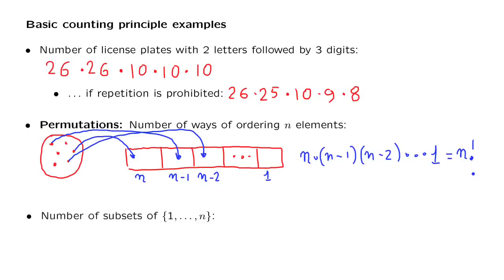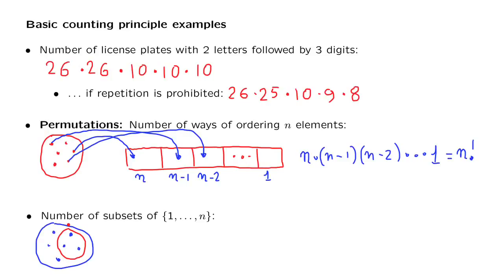Let us now consider another example. We start again with a general set, which consists of n elements, and we're interested in constructing a subset of that set. In how many different ways can we do that? How many different subsets are there?